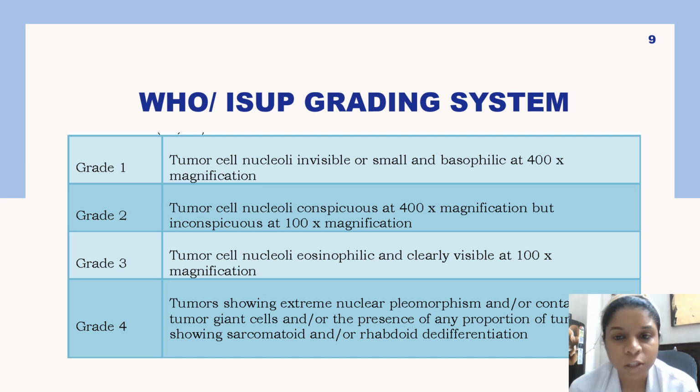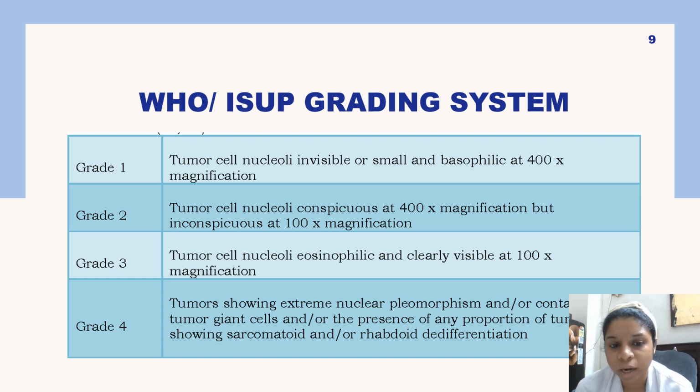Once you know it is papillary RCC, it is recommended that clear cell RCC and papillary RCC should follow the WHO or ISUP grading system. It was first introduced by ISUP and WHO adopted it. So grade 1: the tumor cell nucleoli are inconspicuous, or very small and basophilic, and can be seen only at 400x magnification.